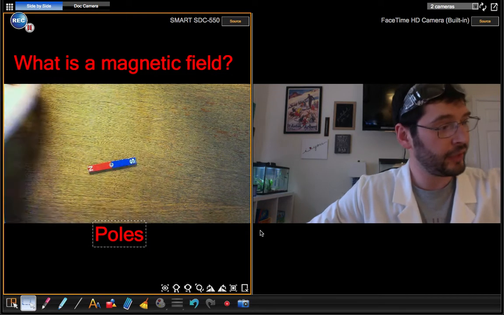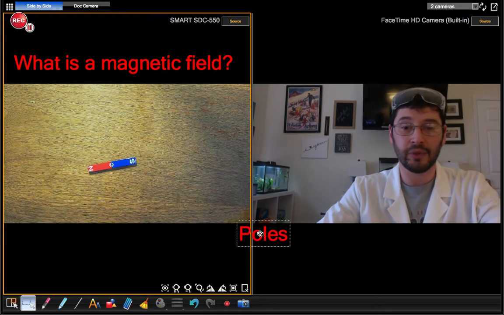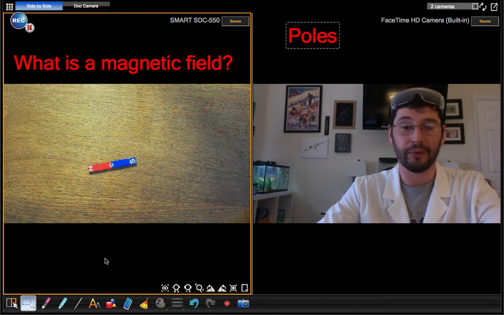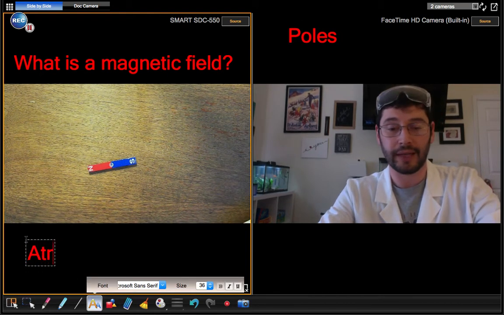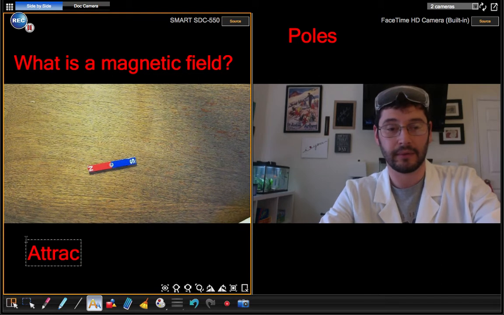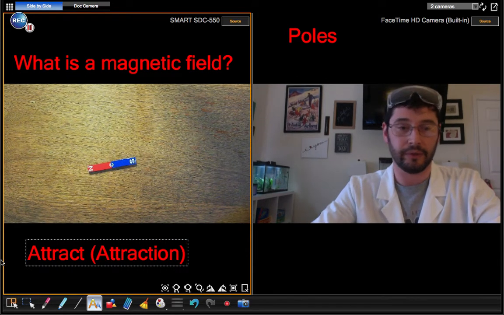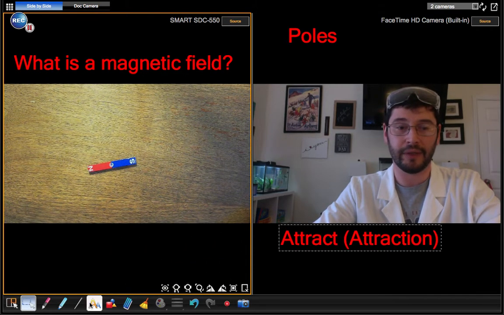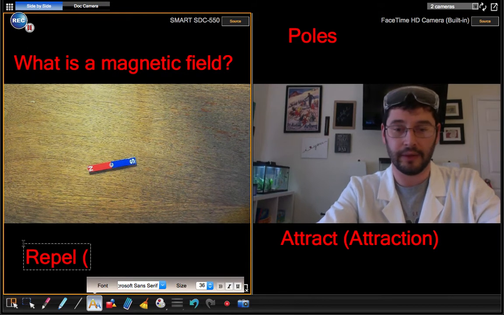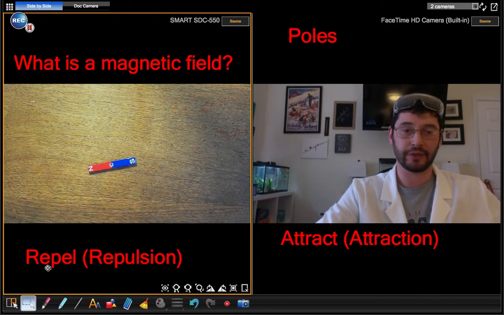Now, I want to see how a magnet interacts with another magnet. And we have two words that we have to remember to use. So here's one of our science word poles. And I'm going to put two more science words here. The first one is attract. And we can also say the noun attraction. So there's one of our science words, so I'll put that over here. And then we also have the word repel, and we use repulsion. We talk about it as a term, repulsion.